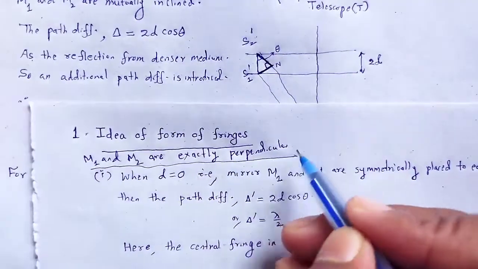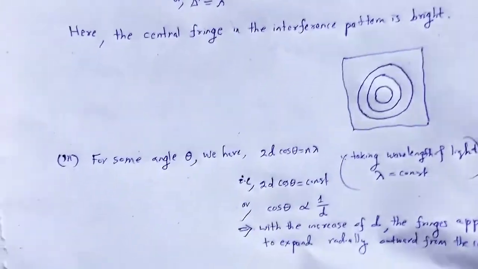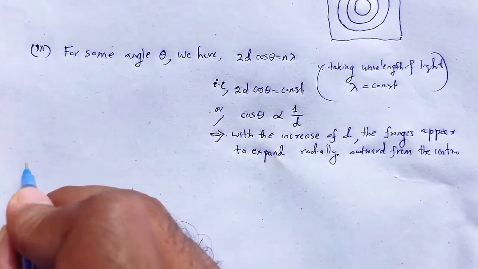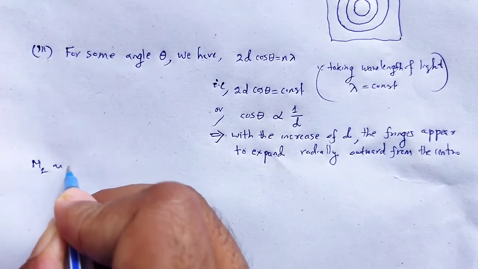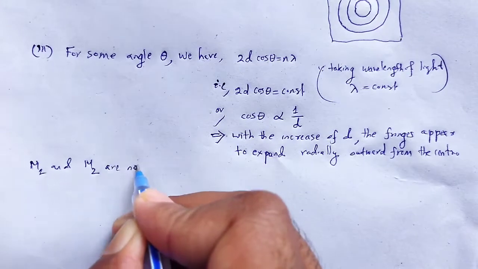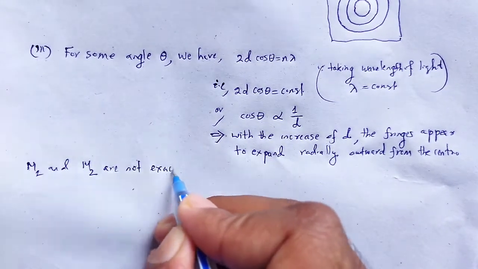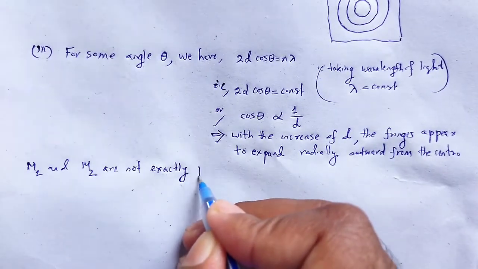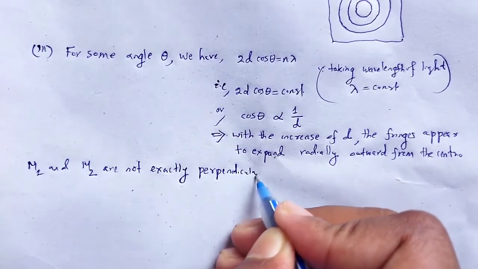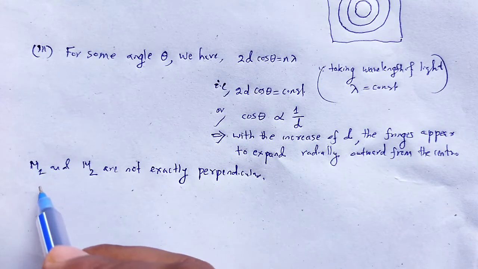Then we observe that kind of interference pattern. Next, when M1 and M2 are not exactly perpendicular, then the fringes are formed.